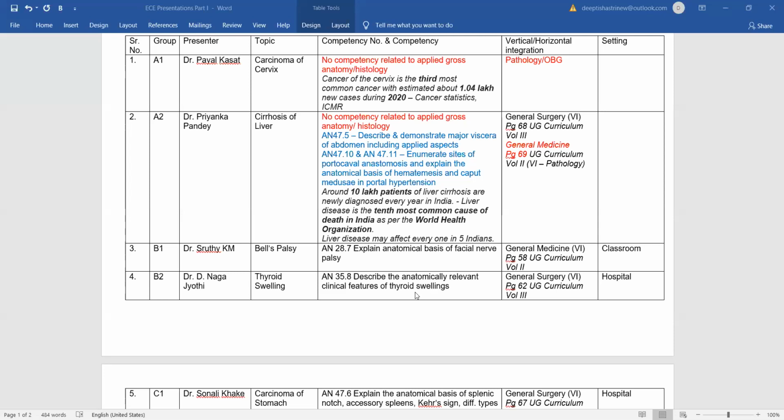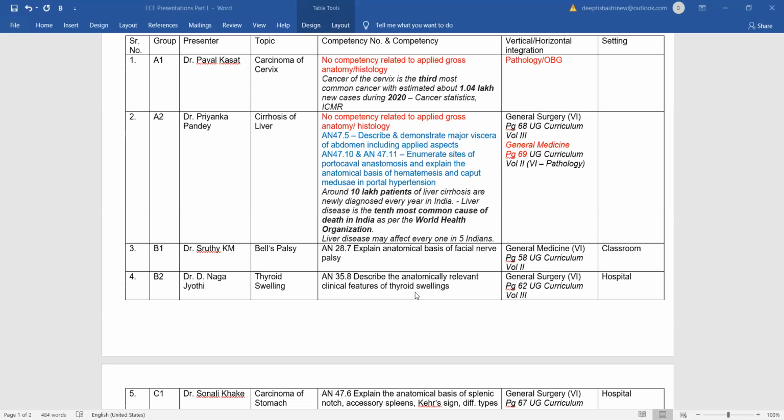Again, not very specific to cirrhosis of liver, but I still took it up, I'm sorry, because around 10 lakh patients of liver cirrhosis are newly diagnosed every year in India. And liver disease is the 10th most common cause of death in India as per WHO. And liver disease may affect 1 in 5 Indians.